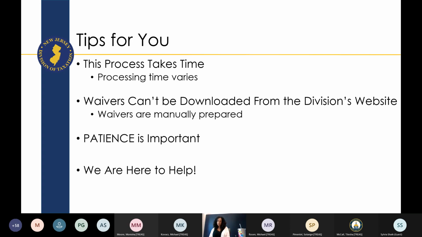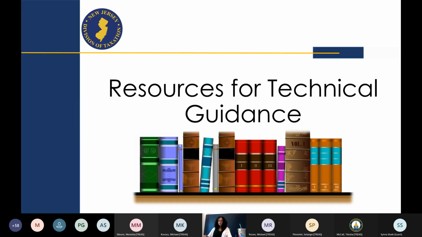Patience is so important, and we are here to help all the time. We have our own personal hotline, and if you are selected for audit, you can deal directly with your auditor. We are approachable. We want to help you. If we ask for something, your best bet is to get it in as soon as possible, because the quicker you get it in, the quicker we could turn it around. And like I always say, we want to help you. We try to be as nice as possible. We want to be efficient and get it done. So with that, we have some resources for assistance.